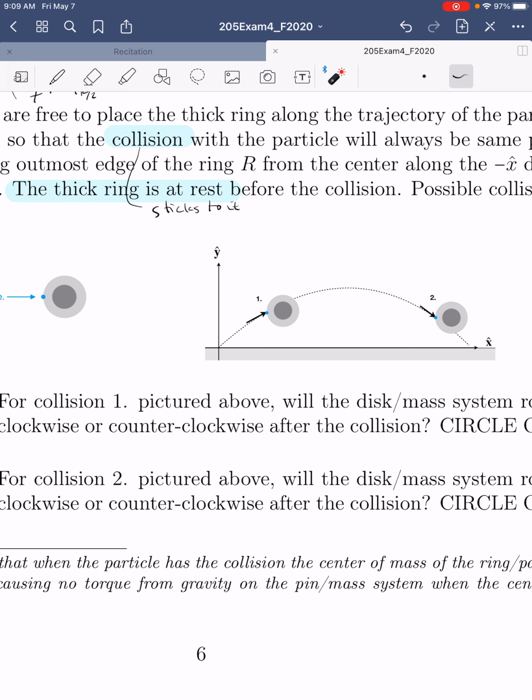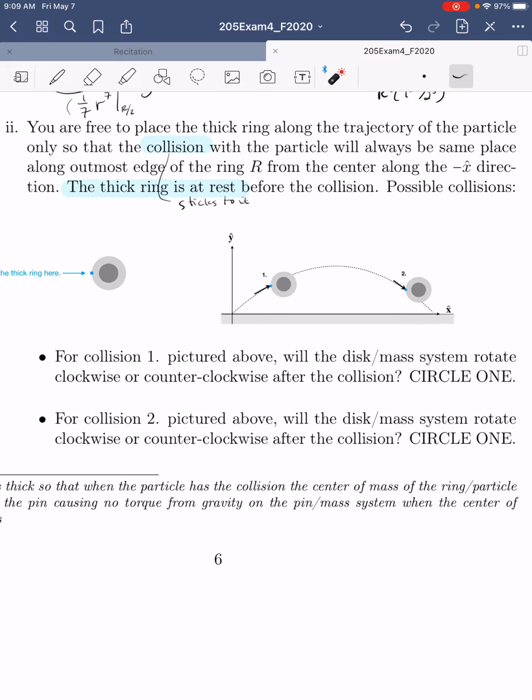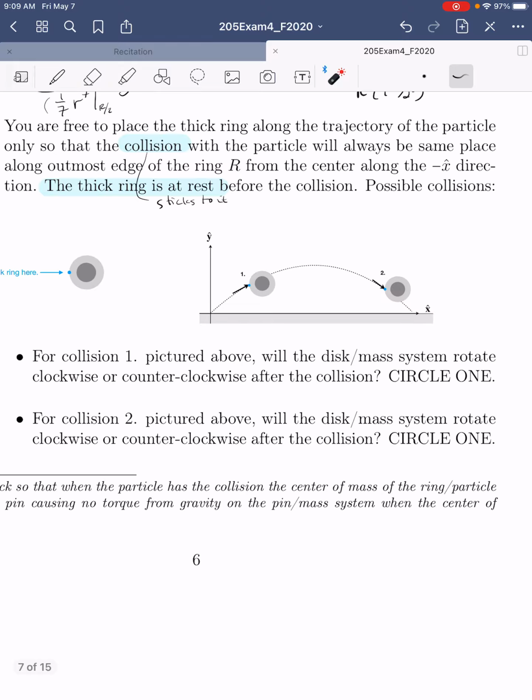But here's an example of where you could do that. You could put the thick ring here, or you could put the thick ring like this. But either way, you can see that it's having the collision. The particle's hitting it there on the very outer left-hand edge. And so this is a requirement. And it shows you these possible collisions.